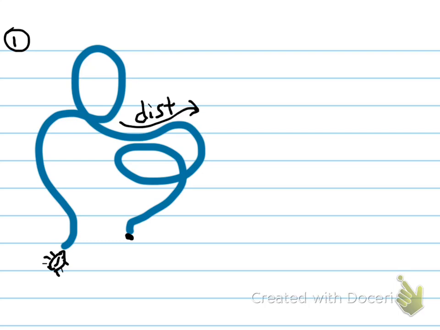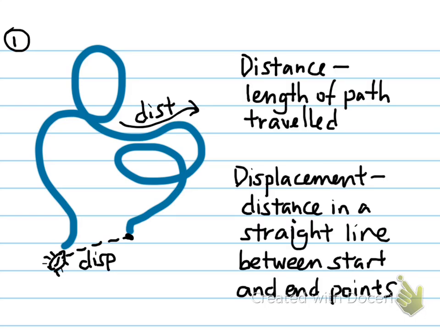The displacement is not the same. The displacement is just the straight line distance between the start and the finish. Okay, displacement. So we can write a proper definition for those two. We can say that the distance is the length of the path travelled, whereas the displacement is the distance in a straight line between the start point and the end point.